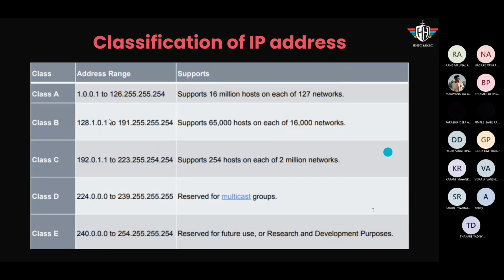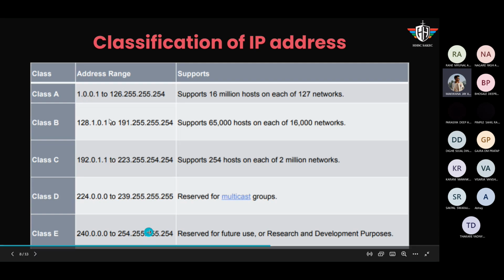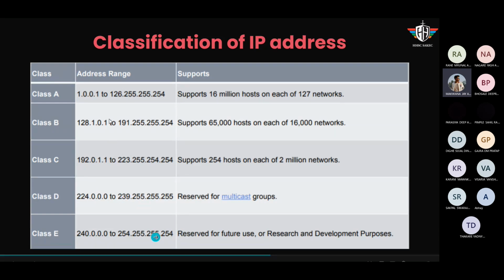Can you explain the classes again? The classes A, B, C. Okay. So in classes now, you understand why we can write the IP address like this: in one octet we can write from 1 to 255. You understand this? Yes. Okay, so we have so many IP addresses.